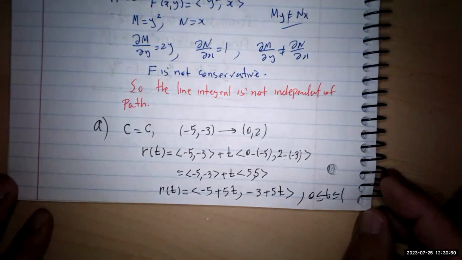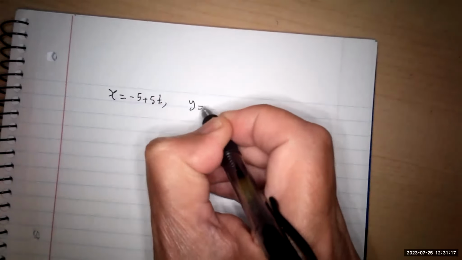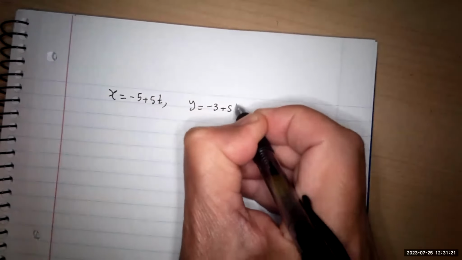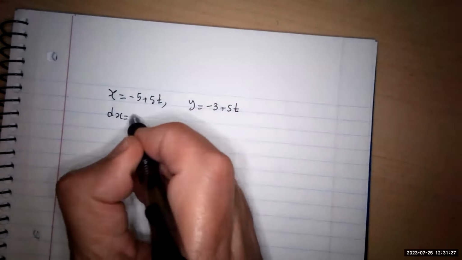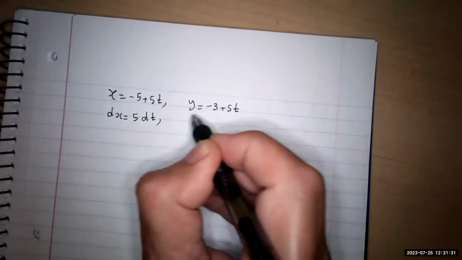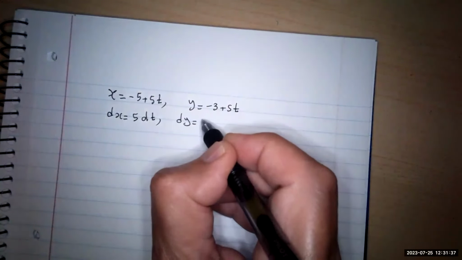It's the way we write the parametric equation of a line. Okay, so I'm going to go to the next page. Any question? So you know that the function is in differential form, so I have to find x, y, dx, dy to continue. So for the components, your x of t is negative 5 plus 5t, and your y is equal to negative 3 plus 5t. You have to find the differential of x. So dx is going to be 5 dt, and dy is going to be the same thing, 5 dt.